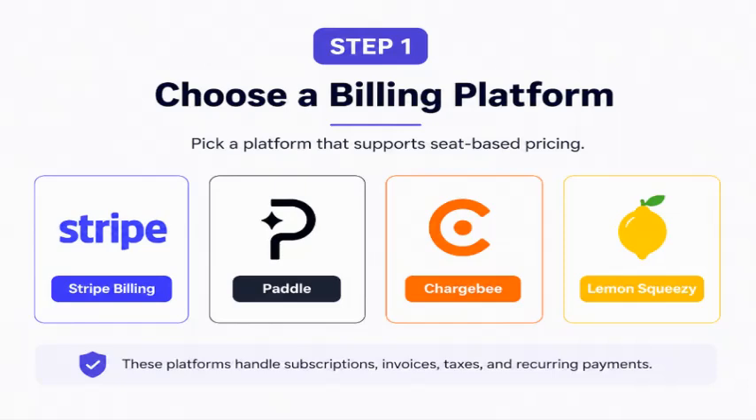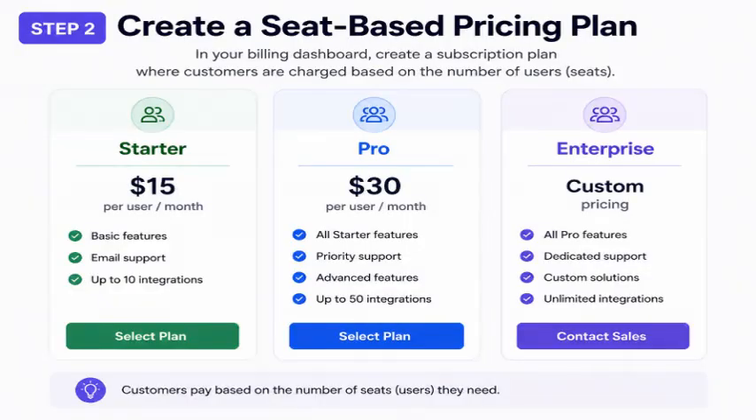Now I'll tell you about the first step, which is choose a billing platform. Start by selecting a subscription billing platform that supports seat-based pricing. Popular options include Stripe Billing, Paddle, Chargebee, and Lemon Squeezy. These platforms automatically handle subscriptions, invoices, taxes, and recurring payments. Second step, create a seat-based pricing plan. In your billing dashboard, create a subscription plan where customers are charged based on the number of users.